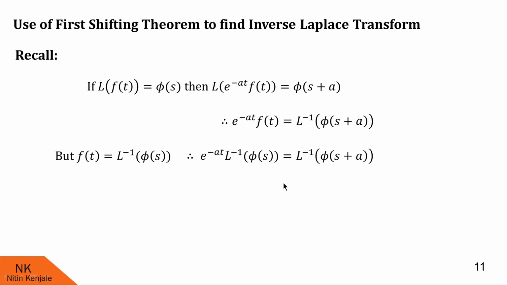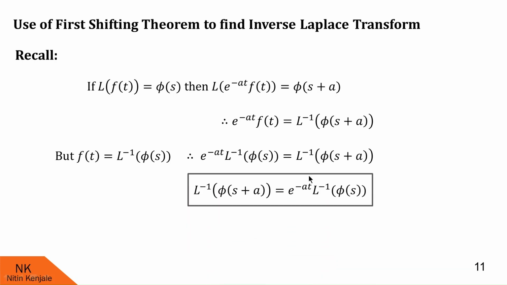Now rearranging these two terms, we get L inverse of phi of s plus a is equal to e raised to minus at into L inverse of phi of s. Which means if you want to find out inverse Laplace of phi of s plus a function, then it is equal to inverse Laplace of phi of s into e raised to minus at. This phi of s is obtained from phi of s plus a by simply replacing every s plus a term by s.